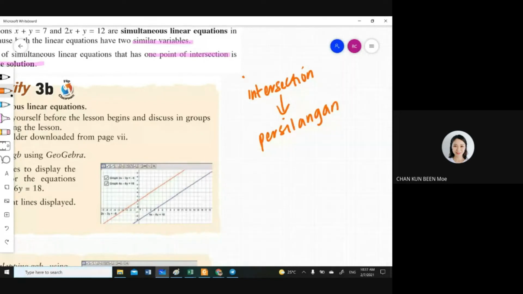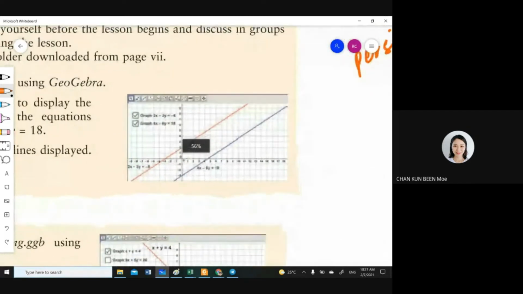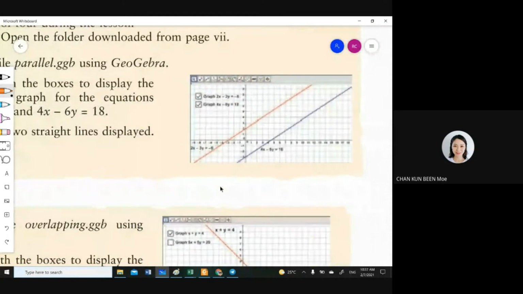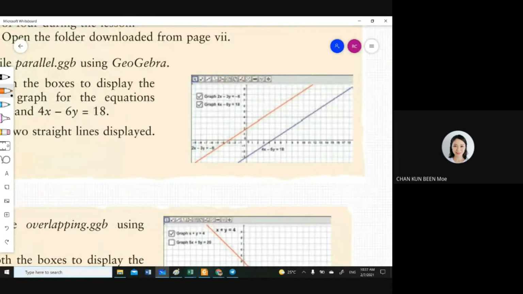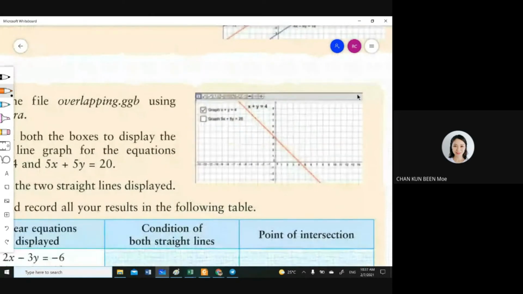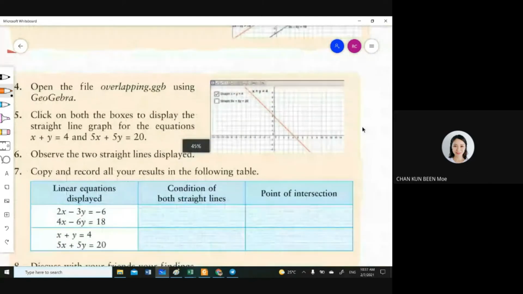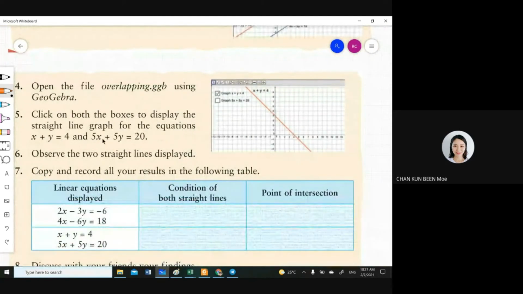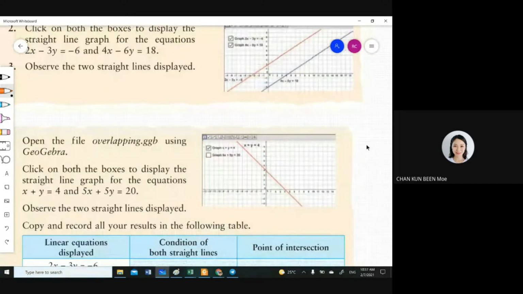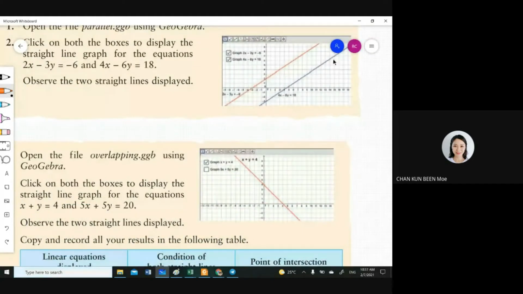Okay, so if you look at these two lines, there's no intersection. No intersection. Okay, now we look at another example. Then we have two equations again. x plus y equal to 4, 5x plus 5y equal to 20. So when you plot x plus y equal to 4, you get this line. When you plot 5x plus 5y equal to 20, you also get the same line. So we call this overlapping, whereas the previous one, we call this parallel.